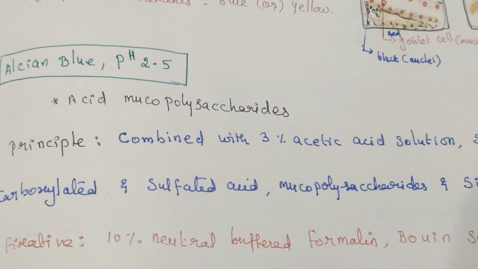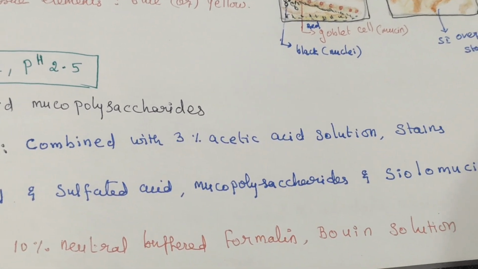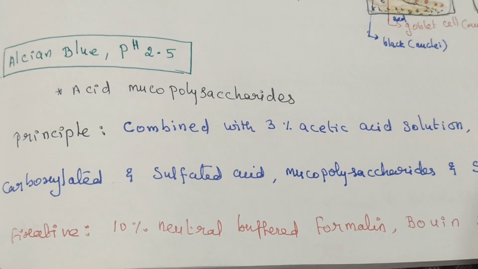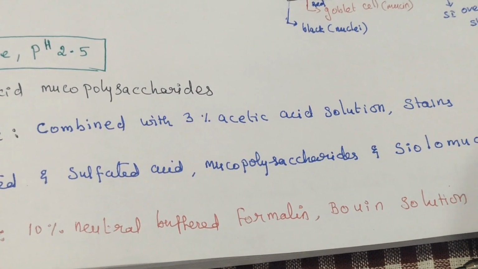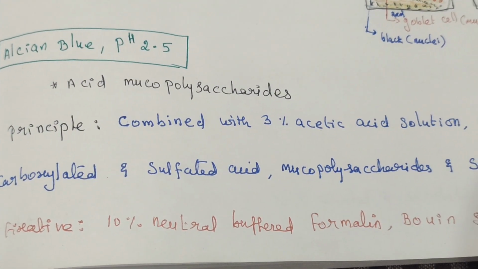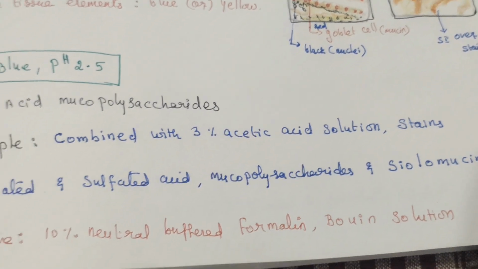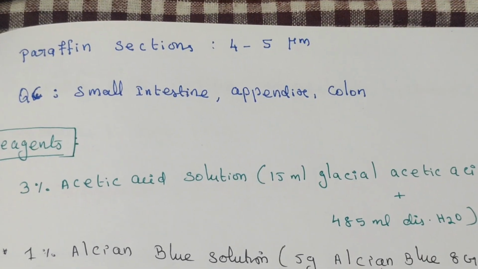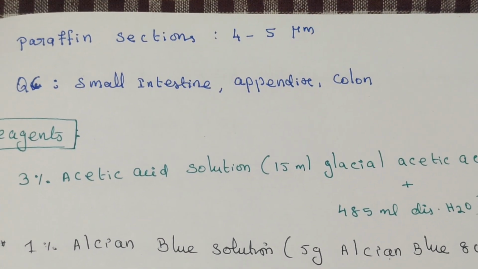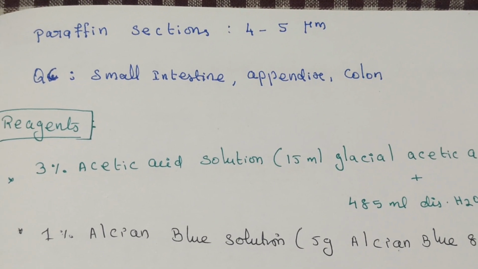Sialomucin. So here the principle is combination with 3% acetic acid solution, staining carboxylated and sulfated acid mucopolysaccharide and sialomucin. Then fixative: 10% neutral buffered formalin solution. We are using this fixative. The tissue is cut at 4 to 5 micrometers. For quality control here: small intestine, appendix and colon.